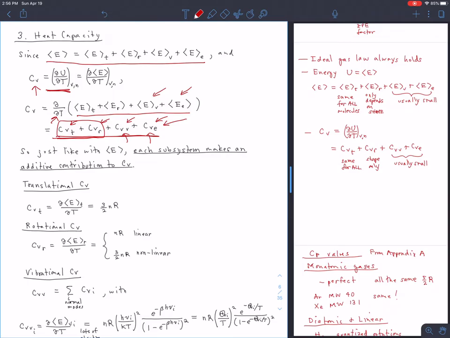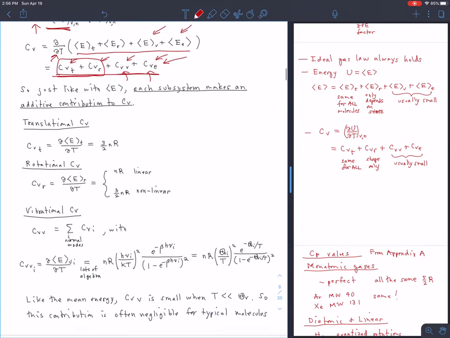They only depend on linear, monatomic, or nonlinear. There's really only three cases for those cases. And again, that's the good first approximation. Let's see how that works out.